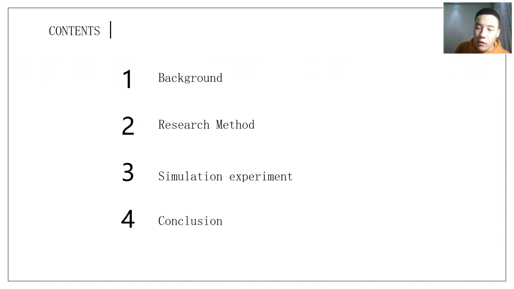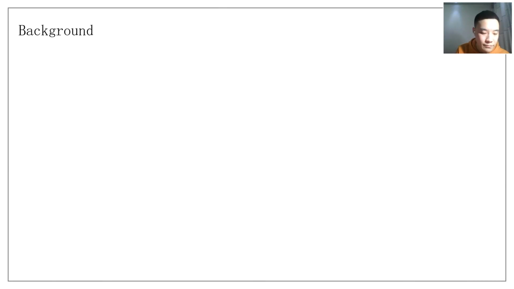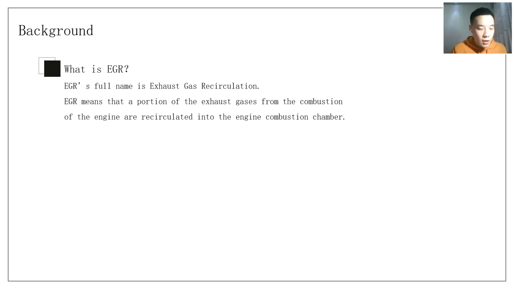As you can see, I will introduce my findings in the following four areas. First of all, let's look at the background of the study. We first need to understand what EGR is. EGR's full name is Exhaust Gas Recirculation. EGR means that a portion of exhaust gas from combustion of the engine is recirculated into the engine combustion chamber.